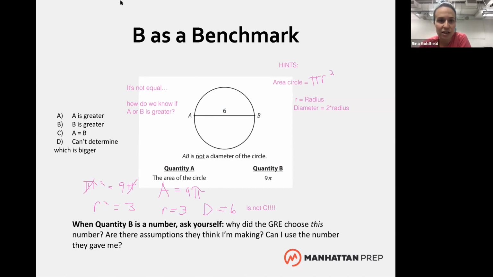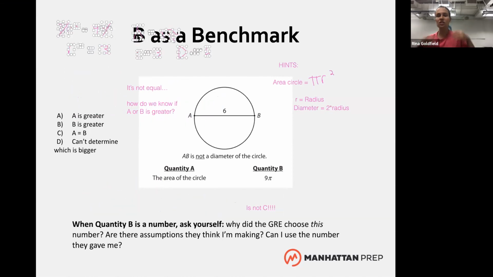Very good. Okay, so you guys nailed it here, right? Our diameter is our biggest length in the circle. Diameter is our longest length. So whatever diameter is, it's going to be longer than 6. That means our radius is going to be bigger than 3. So our final area is going to be something bigger than 3 squared times pi. So our final area will be bigger, and A is the right answer. Okay, so these are illustrations of B as a benchmark as it applies to quantitative comparison questions.